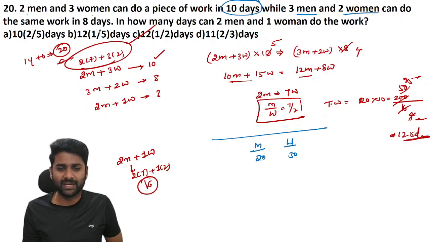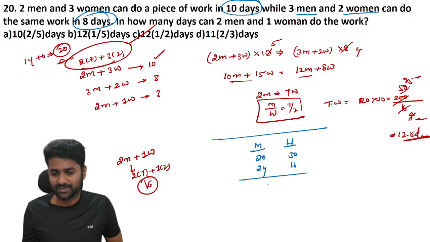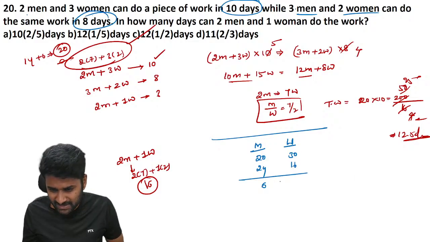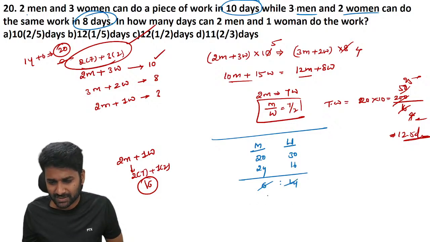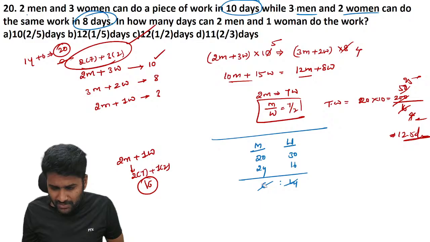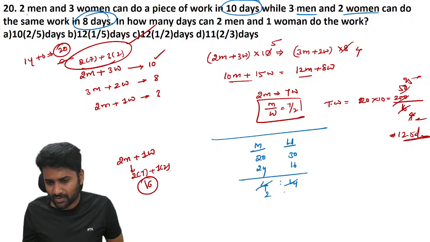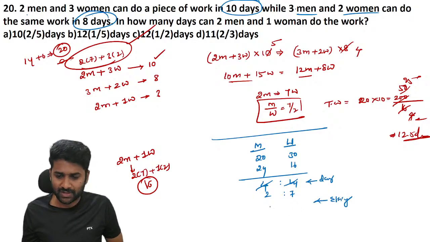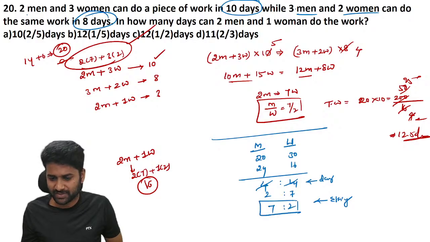3 men and 2 women can do the work in 8 days. So here men is 24 units and women is 16 units. Let's find the ratio. Here the ratio is 6 is to 14, 6 is to 14. After cancellation, 4 is to 14, which is 2 is to 7. So we are talking about days, right? This is all about days. We need efficiency. Efficiency is inversely proportional to the time. The respective efficiency is 7:2.